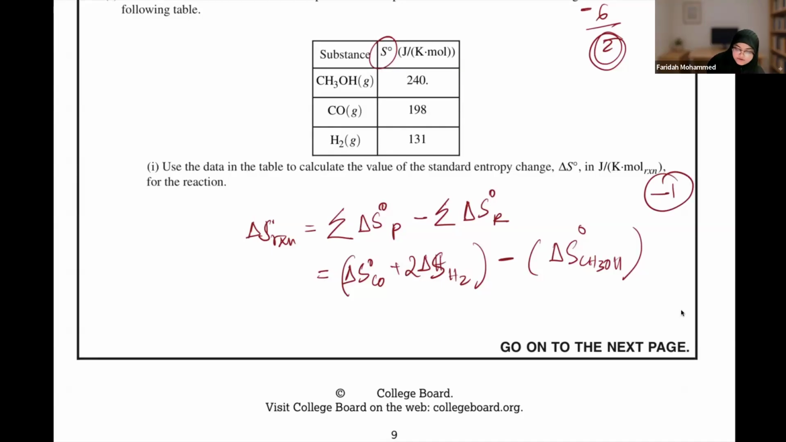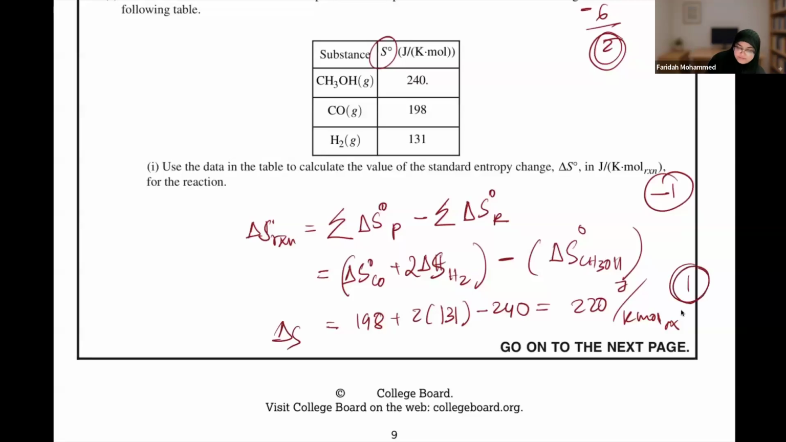Now, once you plug in your numbers, you're gonna do what? 198 plus 2 times 131 minus 240. This is gonna give you 220 joules per Kelvin mole reaction. For the last step, give yourself 1 more point. Yes, Anam? Do you always have to write the equation on the FRQs if you have to do the math? Yeah.